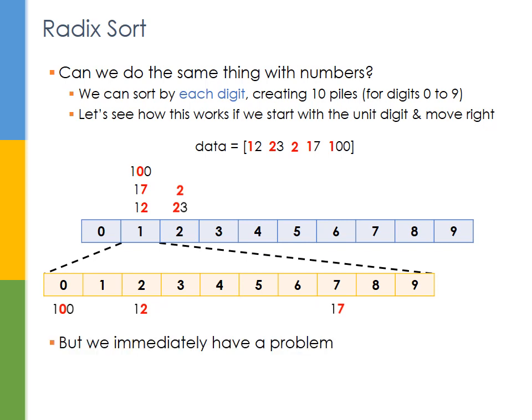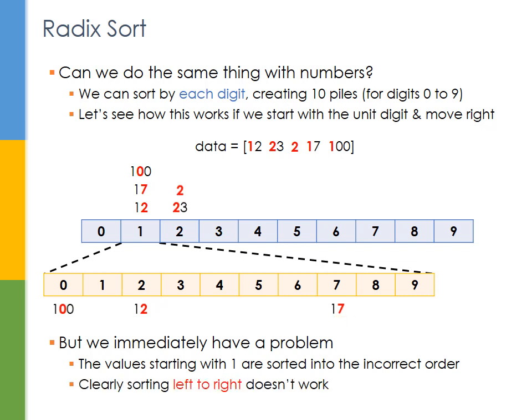But now we immediately see that we have a problem. If we look at these numbers in the pile for the numbers that start off with the digit 1, we see then that we've sorted these values into an incorrect order. This is not an ascending order that we've created over here. So what this means then is that sorting from the leftmost digit to the right doesn't work, and we need a new strategy.